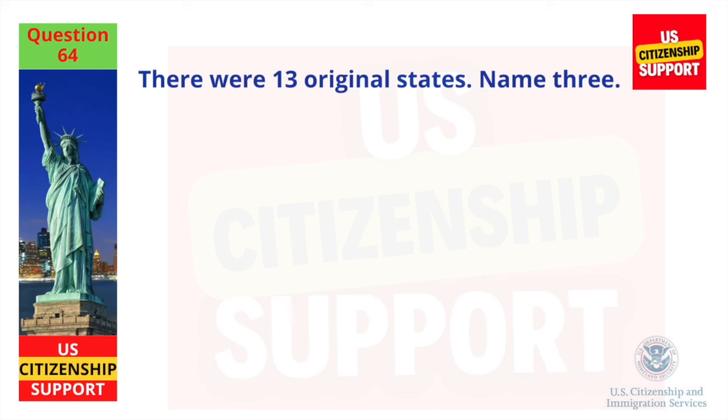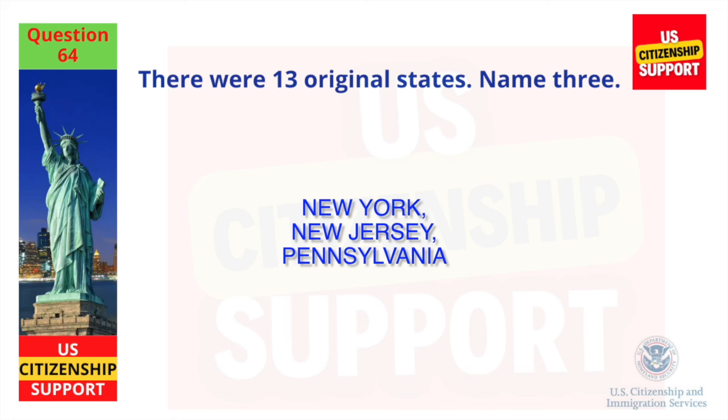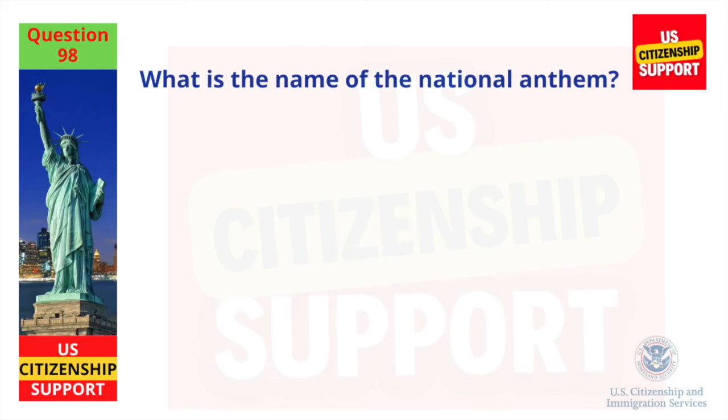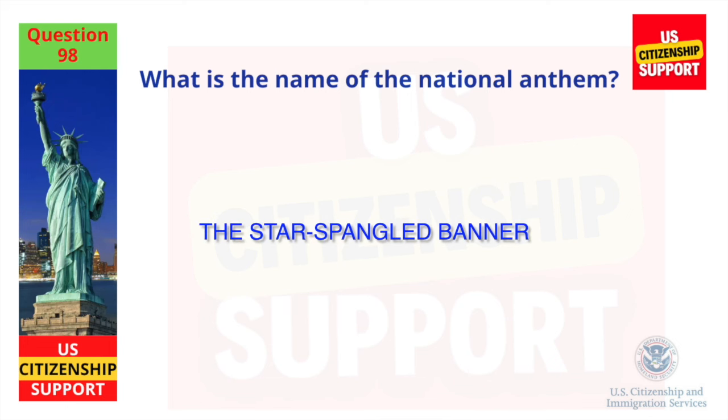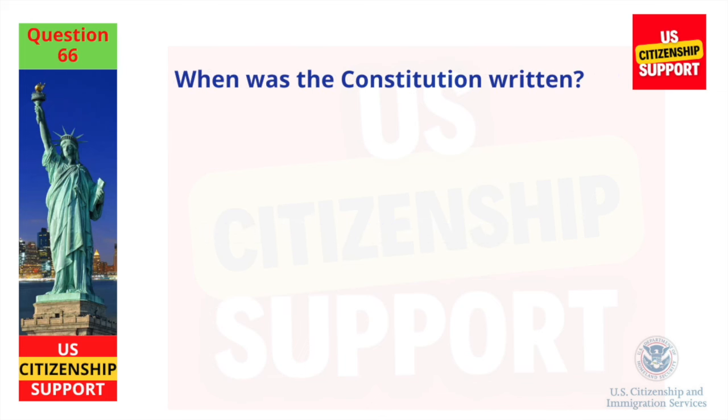There were 13 original states. Name three. New York, New Jersey, and Pennsylvania. What is the name of the national anthem? The Star-Spangled Banner. When was the Constitution written? 1787.